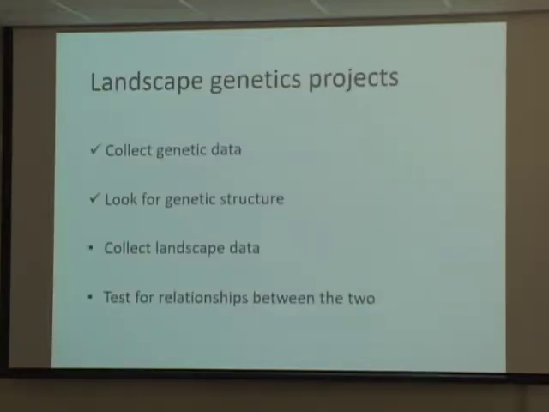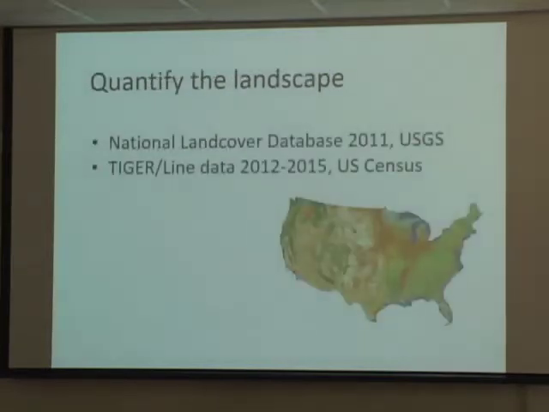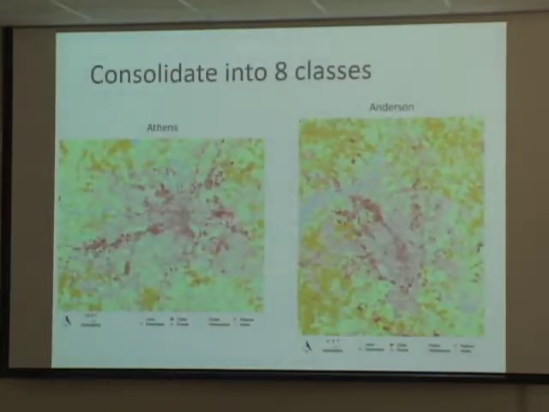Okay, so now that I've looked for genetic structure, the next thing I'm going to do is collect landscape data. And to do this, I went to the National Land Cover Database from 2011, which looks like this, where different landscape features are in different colors. And of course, I'm only using data from right down here. And I collected roads and rivers and railroads from Tiger line data. I then consolidated the features into 8 different classes so that each of the features was present in more than 5% frequency on the landscape.